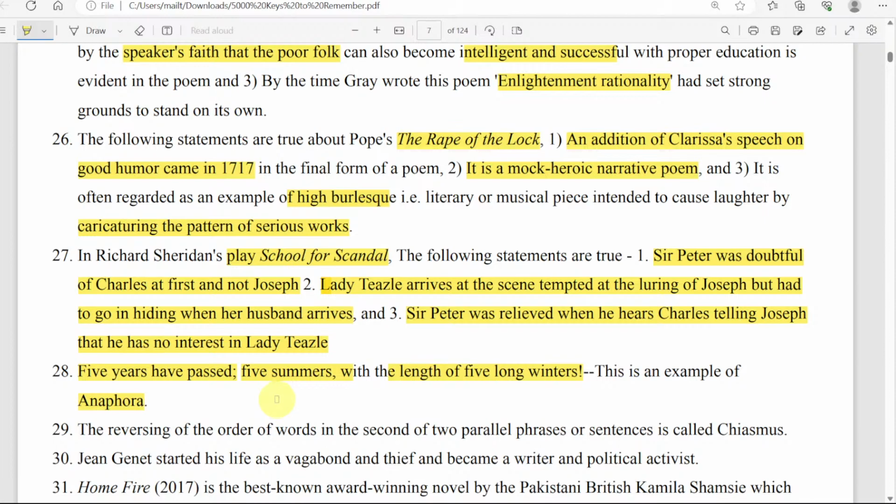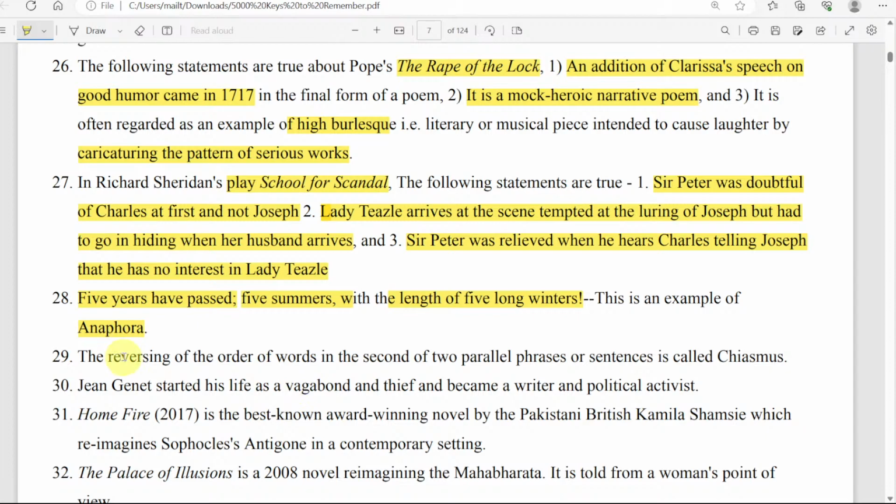In Charles Dickens, one statement is there, right? I mean, the opening line. So these are all examples of anaphora. Now, reversing of the order of the words in the second of two parallel phrases in a sentence is called chiasmus.